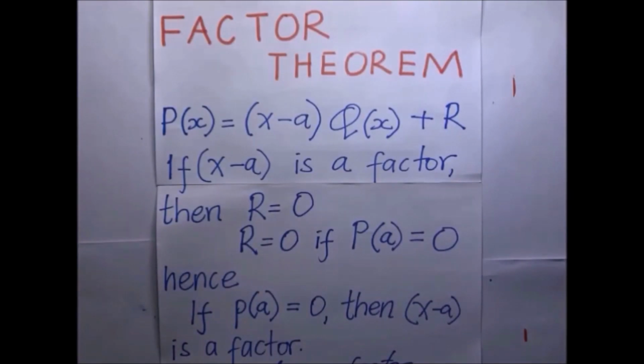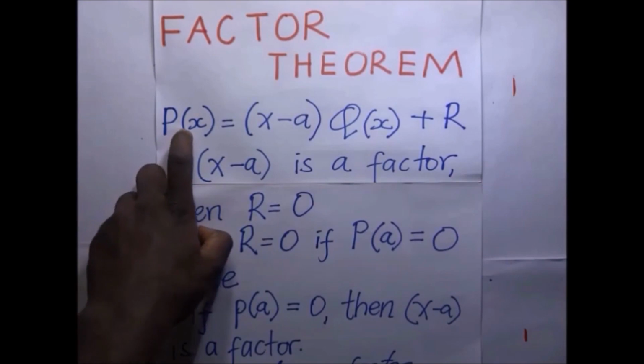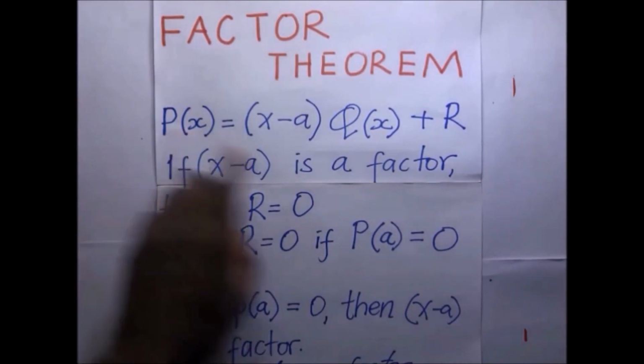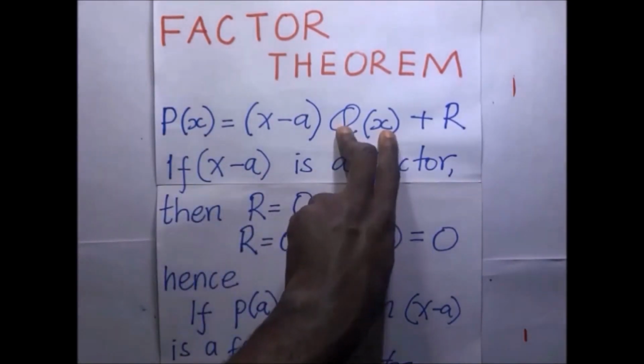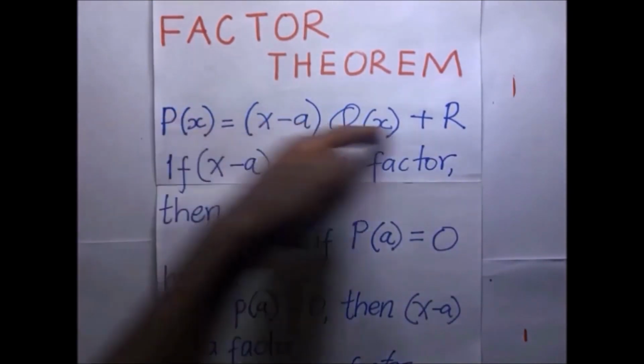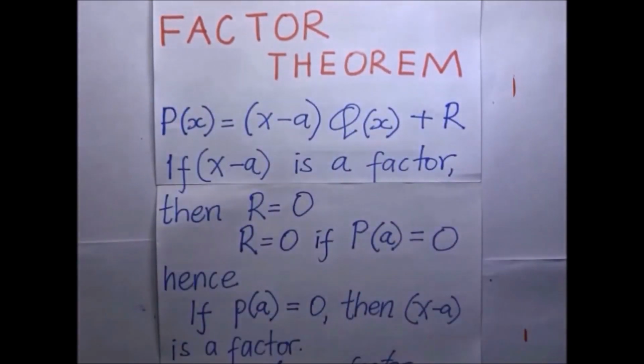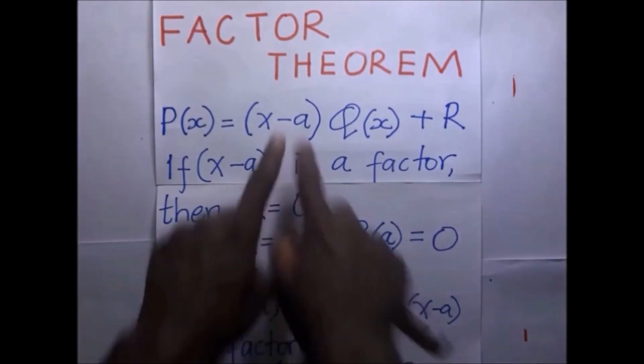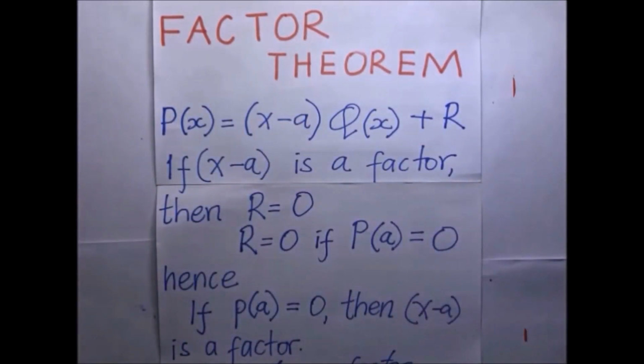Today we get to look at the factor theorem. In our previous video we said that when you get a polynomial and you multiply the quotient by the divisor and you add the remainder, then you get the polynomial. This was derived in our previous video. We arrived at this when we were looking at the remainder theorem.